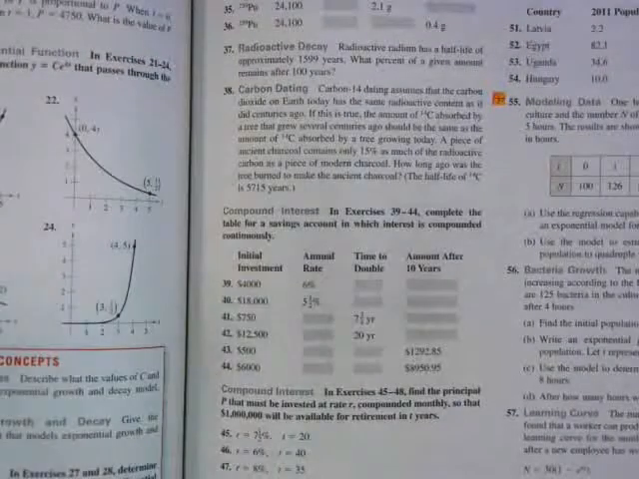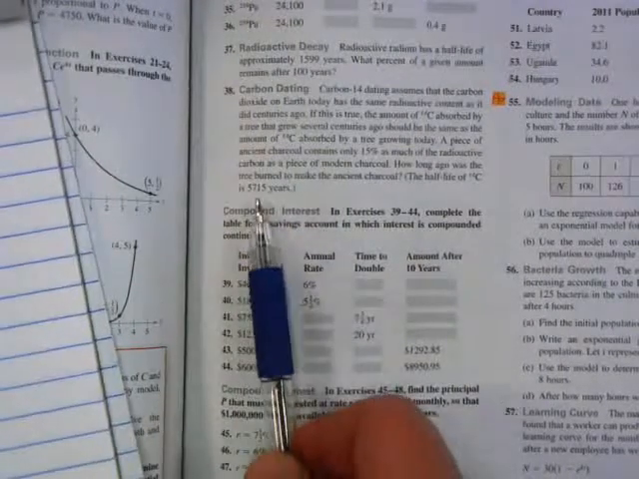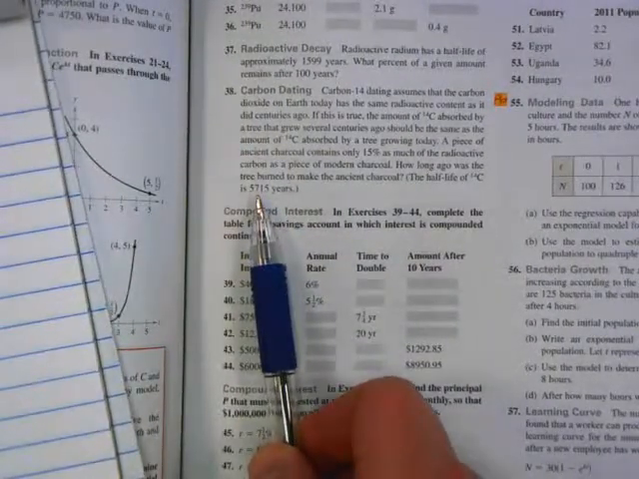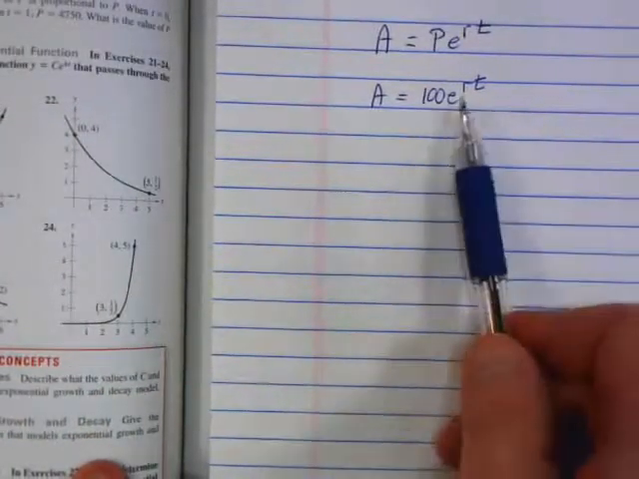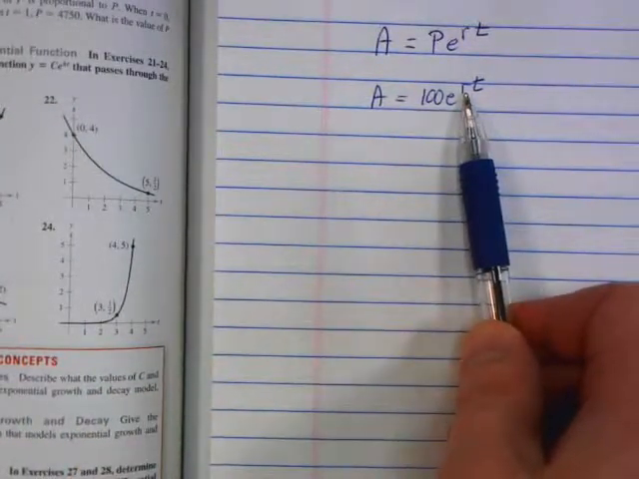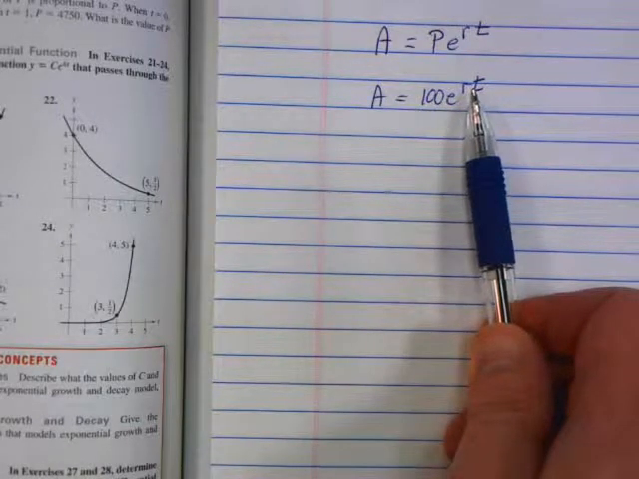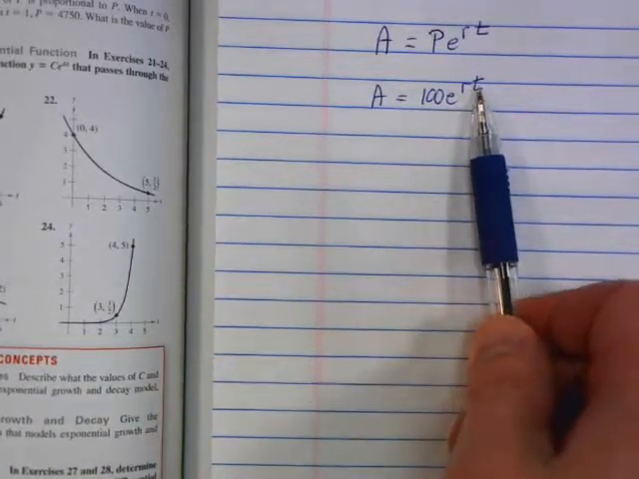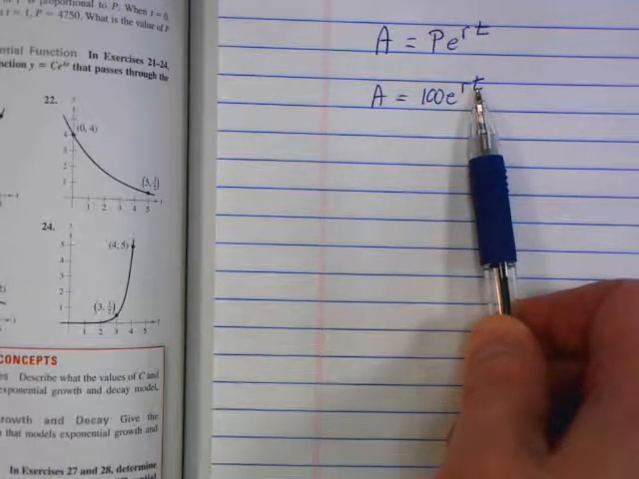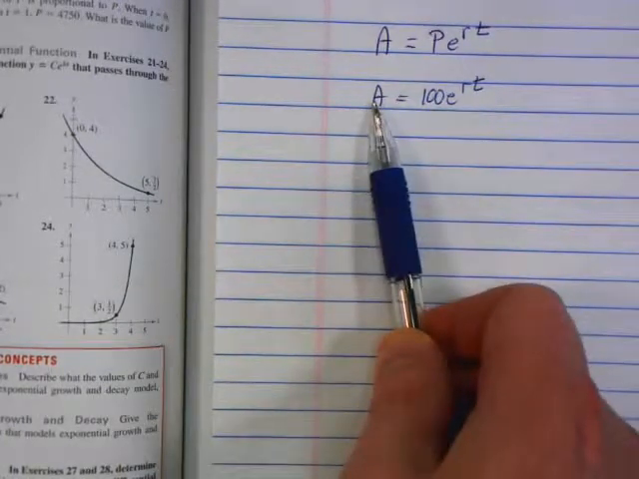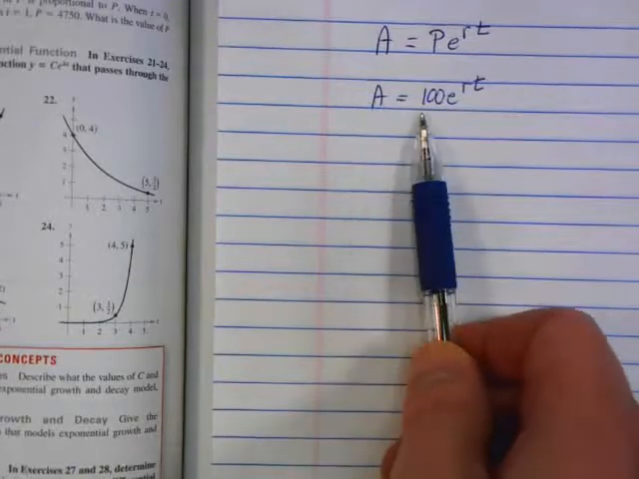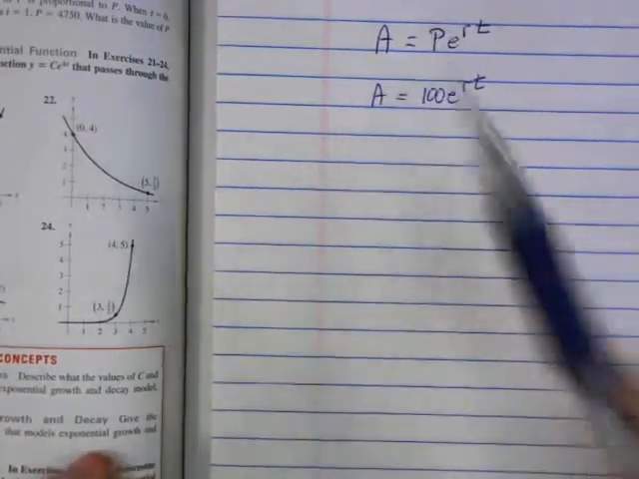Then we can find R. We find R by using the fact that the half-life is 5,715 years. So R should be a negative number, absolutely. Why should R turn out to be a negative number? Because we're decaying this time. R should turn out to be negative. So our T is going to be 5,715. What's A going to be? 50. If we started with 100%, half of that is 50%.